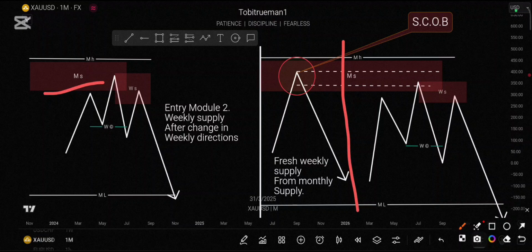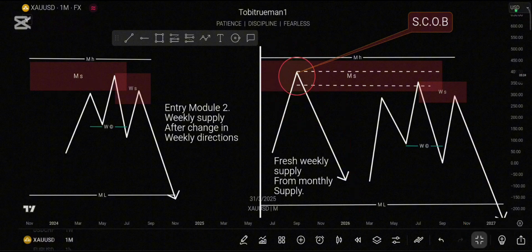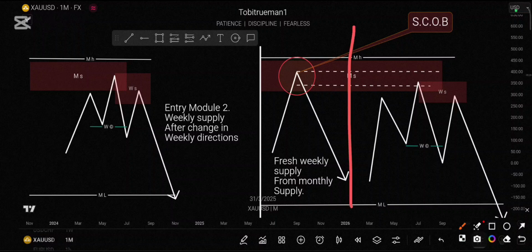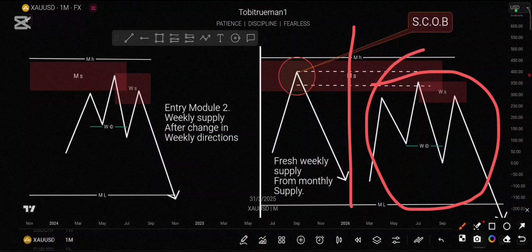Now looking from the left inside the zone of the monthly time frame, by the time we look at it on the weekly time frame, we'll now see that maybe there's a supply zone there that price has not used already. That is a weekly supply zone that is coming from the monthly supply zone. This is a weekly chart.